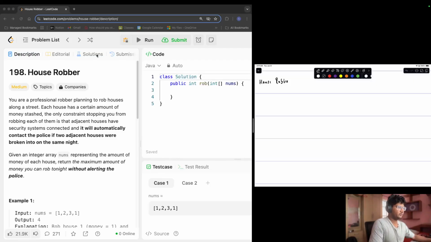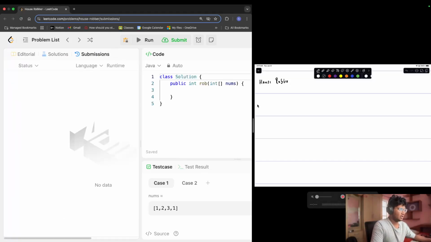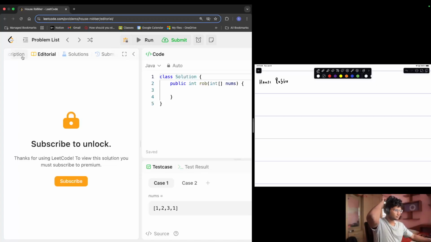So if you see, I haven't solved this question yet. I'm doing it for the first time, right? So I'll try to figure out the solution with you guys, and yeah, let's get started.